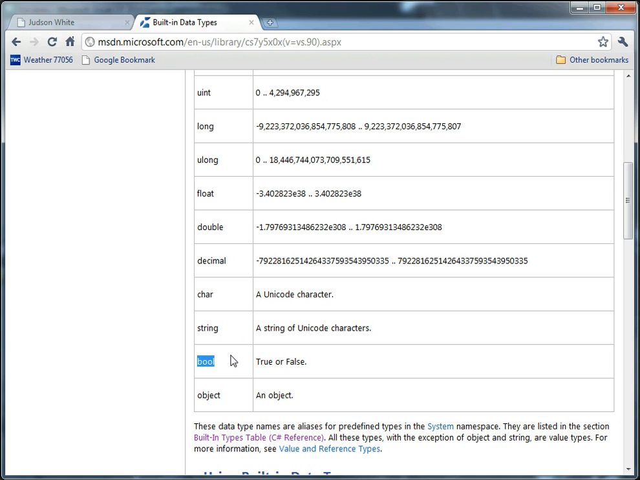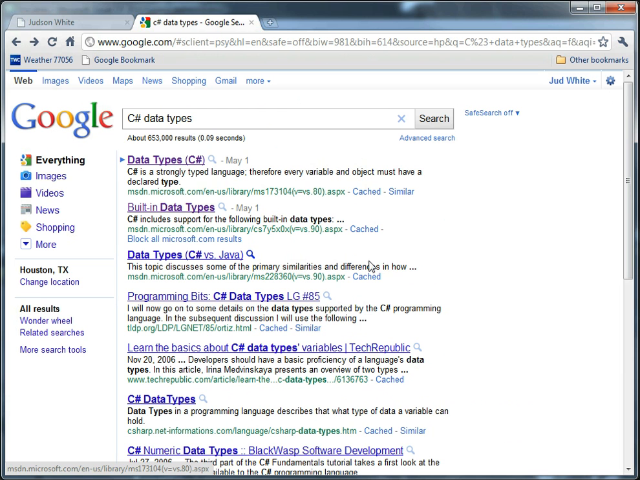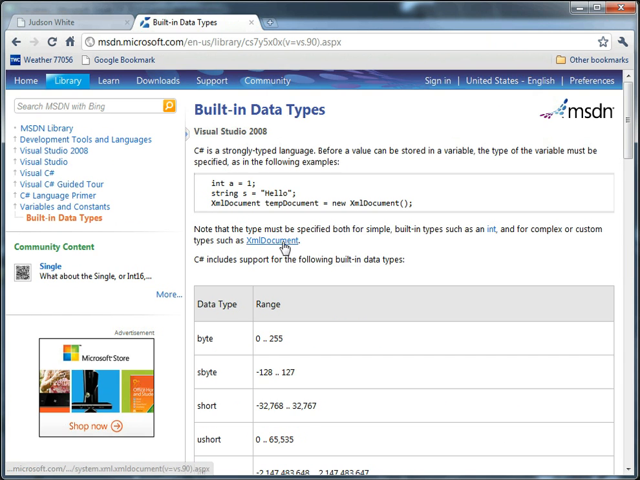Bool is for determining if something is true or false. We'll talk about that coming up shortly when we talk about controlling program flow. And object is the root of everything. Everything in .NET is an object, and it deserves a special discussion as well. Now, if you ever want to come back here, just do a Google search for C# data types, and I believe it's the second link here, which takes you here.